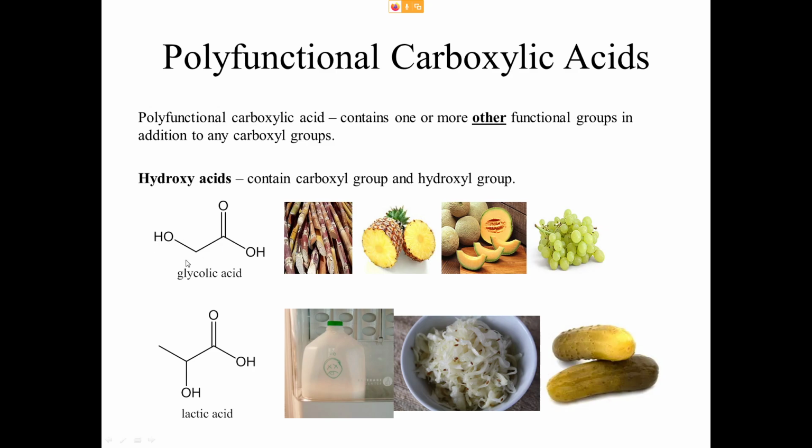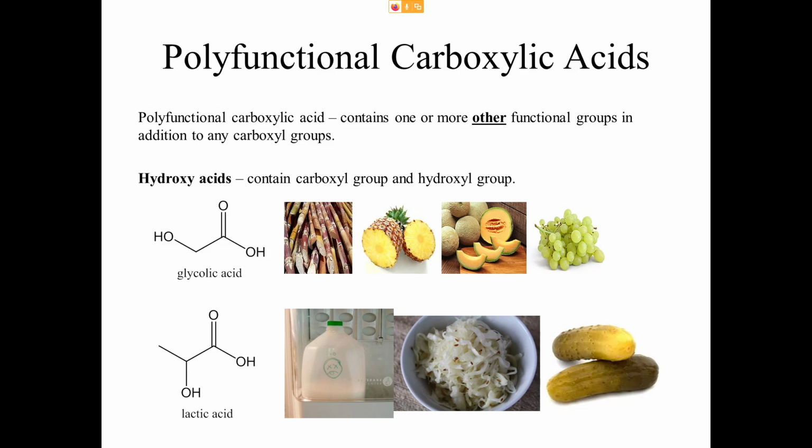So here's a simple one with 2 carbons, right? Here's a carboxyl group, and on carbon number 2 I have an OH. What would the name of this be, the IUPAC name? We call it glycolic acid in biochemistry, but what would the IUPAC name of this be? 2-hydroxyethanoic acid.